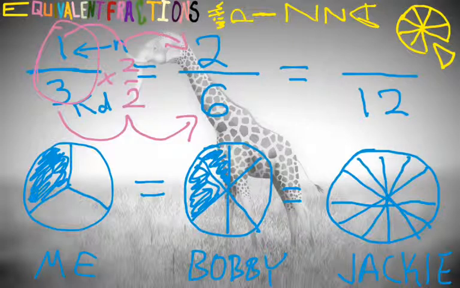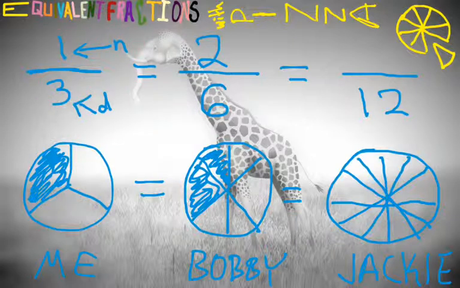So all we got to do is figure out, well, what do we need to multiply by both the top and the bottom of the fraction? In this case, we know that I ate 1/3, and to turn 3 into a 6, we'd have to multiply it by 2. And if we do that to the bottom number, we have to do the same thing to the top number to get our equivalent fraction. So 3 times 2 is 6, and 1 times 2 is 2.